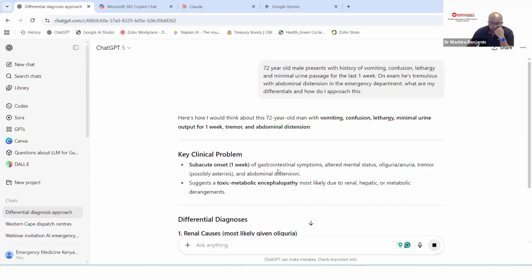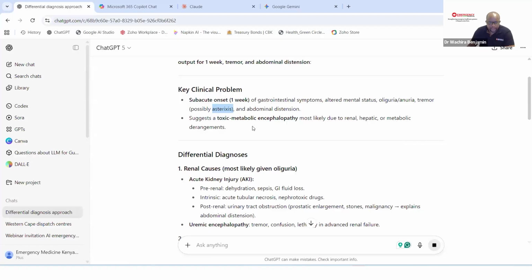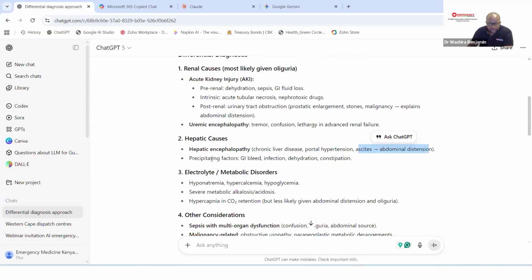So the clinical problems are subacute, one week, confusion, and abdominal distension. So the tremor is probably asterixis, which brings a whole new discussion. Toxic metabolic encephalopathy, most likely renal, hepatic, or other metabolic derangements. Renal causes acute kidney injury, hepatic causes hepatic encephalopathy, chronic liver disease, portal hypertension, and that's why he has the abdominal distension, ascites. Renal uremic encephalopathy and lethargy don't explain abdominal distension.